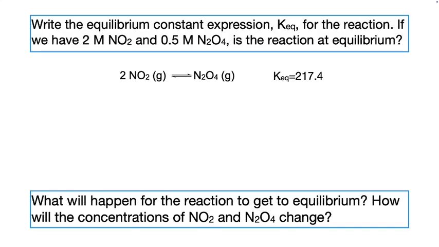Okay, so write out the equilibrium constant for this reaction. If we have 2 molar NO2 and 0.5 molar N2O4, is the reaction at equilibrium? Run this calculation. This is supposed to be a straightforward, fast calculation, so you should be able to go through and do this. You already have an answer. No, it's not at equilibrium, because what's the follow-up question? What's going to happen to the reaction to get to equilibrium? So start putting this together. This should be a fast solve.